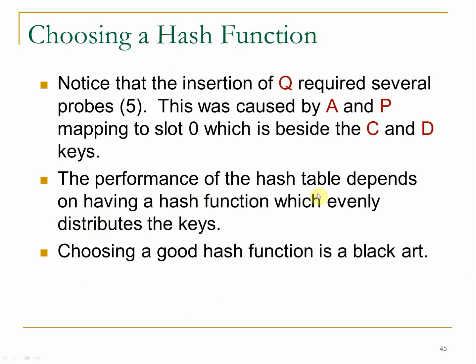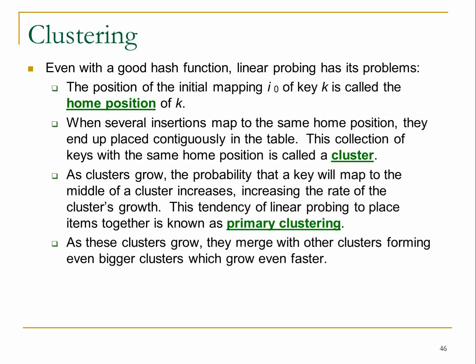The performance of the hash table depends on having a hash function that evenly distributes the keys. Choosing a good function is not always easy. You need to run a lot of tests and try to find the best way of solving it. The clustering is what I am talking about. The position of an initial mapping is what we call the home position. While several items hit the same home position multiple times, it forms a cluster. And the cluster is not something nice because it will slow down your operation.